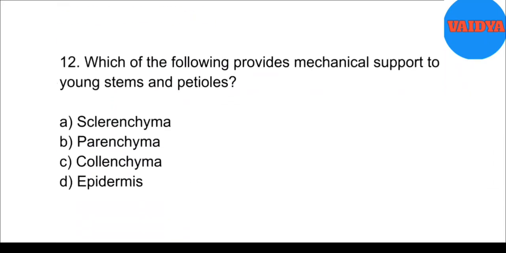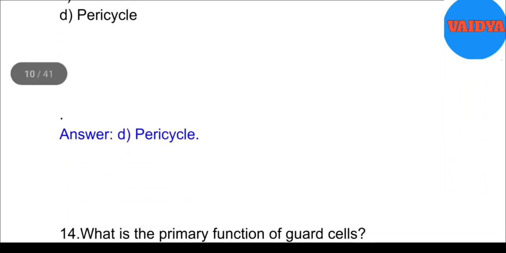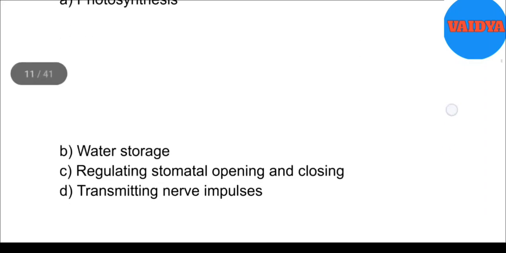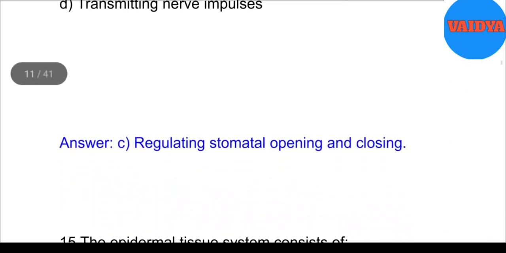12. Which of the following provides mechanical support to young stems and petioles? A. Sclerenchyma. B. Parenchyma. C. Parenchyma. D. Epidermis. Answer. C. Parenchyma. 13. Which of the following is not a component of the epidermal tissue system? A. Epidermis. B. Stomata. C. Trichomes. D. Pericycle. Answer. D. Pericycle. 14. What is the primary function of guard cells? A. Photosynthesis. B. Water storage. C. Regulating stomatal opening and closing. D. Transmitting nerve impulses. Answer. C. Regulating stomatal opening and closing.